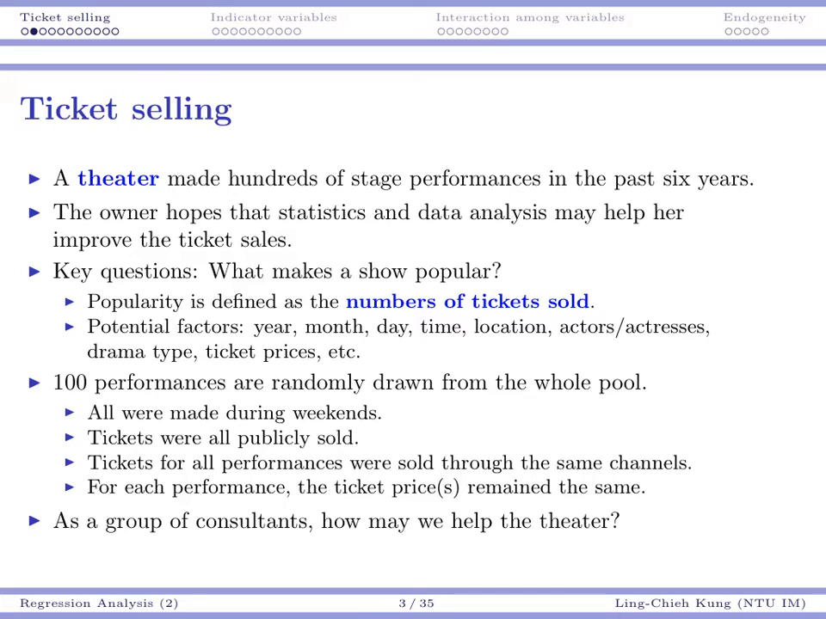Okay? There can be a lot of potential factors. What's the time for us to make the play? Where is the play? Who are the actors and actresses? What's the drama type? What's the ticket price? And actually many more. Okay? So we want to somehow identify what may affect the number of tickets sold, so that if there is something we should not do, we should try to avoid it, or something like that.